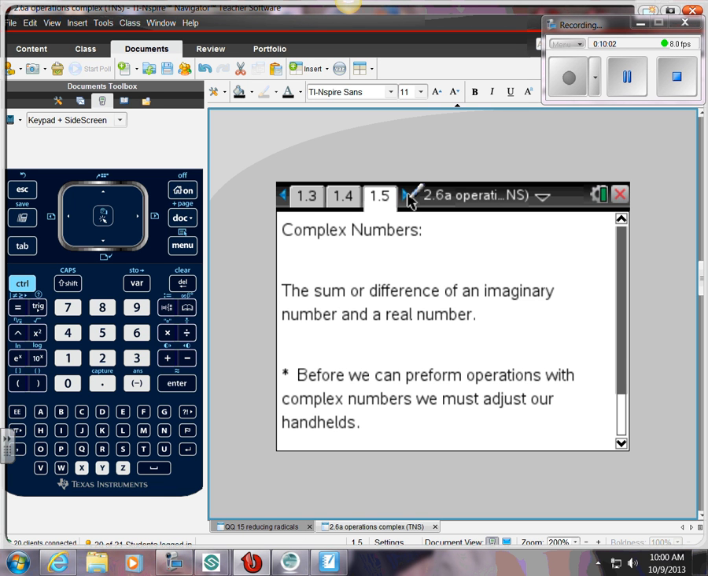Square root of negative 1 equals what? I. I is an imaginary number. What else is an imaginary number? 2i. How about 3i? How about negative 5i? How about square root of 2i? Anything with i is an imaginary number. Very good.